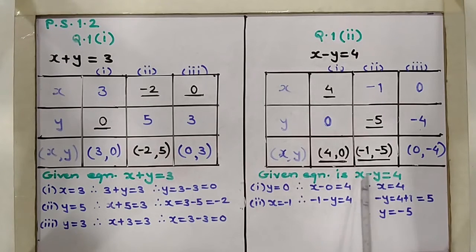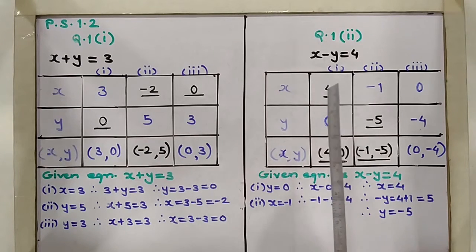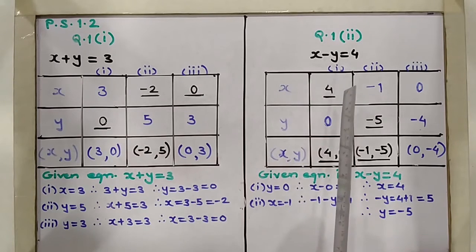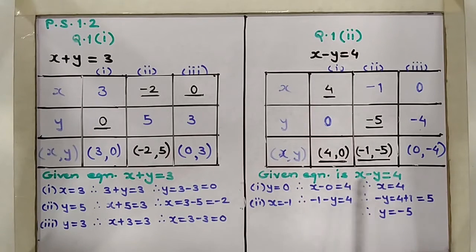The given equation is x minus y is equal to 4. In the first case, the value of y is 0 and we are supposed to find the corresponding value of x. Now y is equal to 0 and the equation is x minus y is equal to 4. Therefore, x minus 0 is equal to 4, which means the value of x is equal to 4. So in this case, value of x is 4 and value of y is 0. So the first ordered pair will be 4, 0.